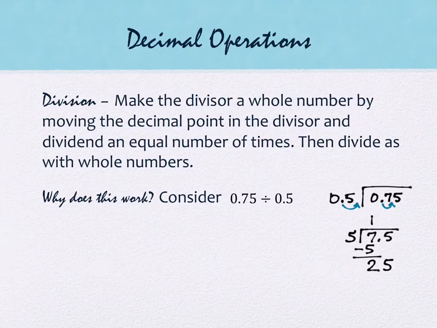I can ignore the decimals right now with the division pieces of it. Oops, 5 goes into 25 5 times. 5 times 5 is 25, so I'm done because I've got a remainder of 0. And then the decimal point itself just comes straight up, again lining it up kind of like what we did with addition and subtraction, and I have the answer 1.5.